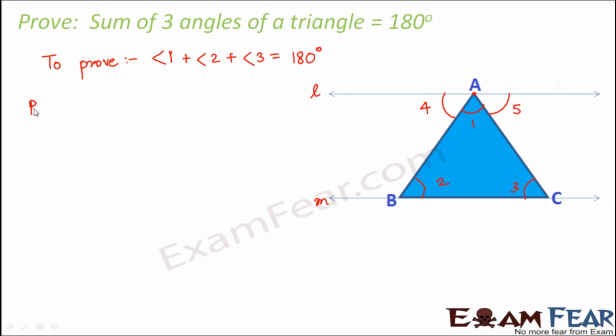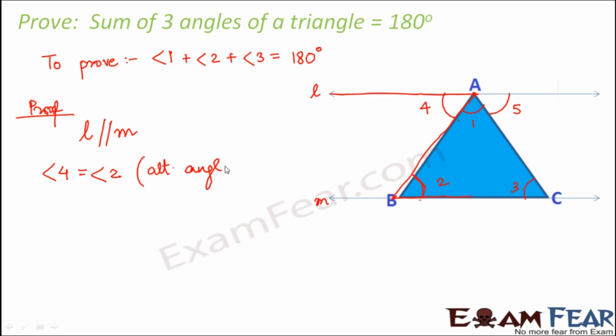Now, what we have done? As per our construction, we have constructed L and M such that L is parallel to M. Now since L and M are parallel, therefore we can say that angle 4 is equal to angle 2. This is angle 4 and this is angle 2. Can you tell me why? That is because these two are alternate angles. You remember we learned about the alternate angles in our previous lesson, that if two lines are parallel and you have a transversal. So in this case, AB is like a transversal for parallel lines L and M, and angle 4 and angle 2 are alternate interior angles. So for parallel lines, alternate angles are equal.